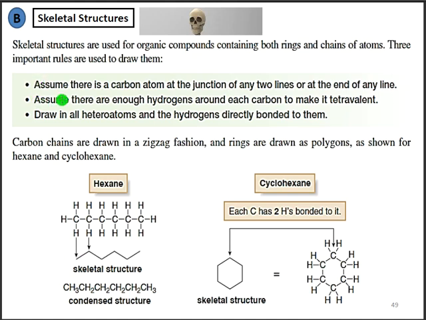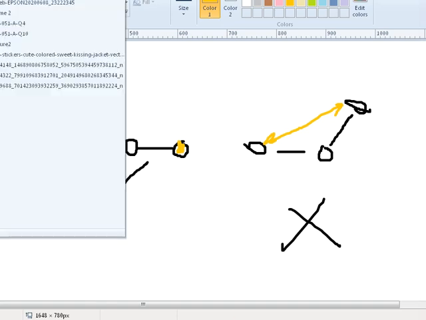Okay, assume there are enough hydrogens around each carbon to make it tetravalent. That means for this carbon to be tetravalent, it must have 3 hydrogen atoms, and here must have 2 hydrogen atoms, and here 2 hydrogen atoms, and here 3 hydrogen atoms. Okay, and I will give you an example here.